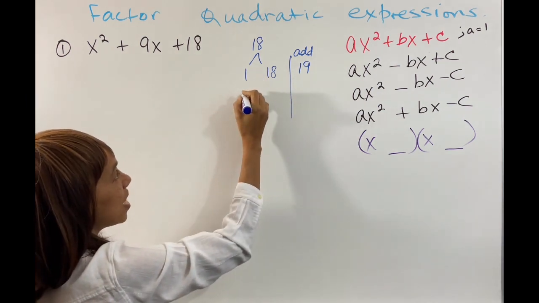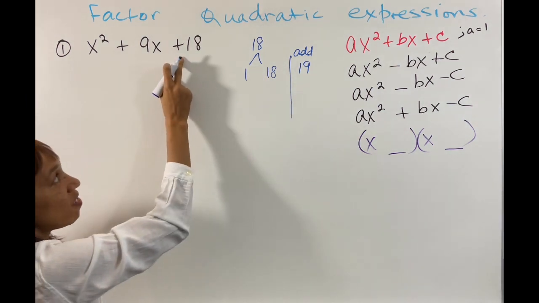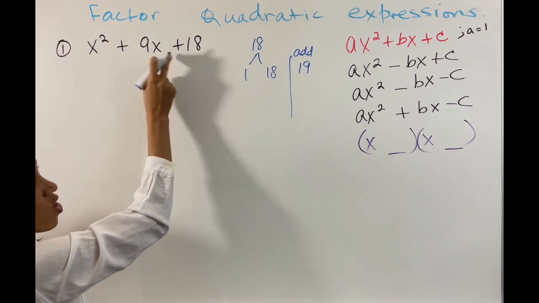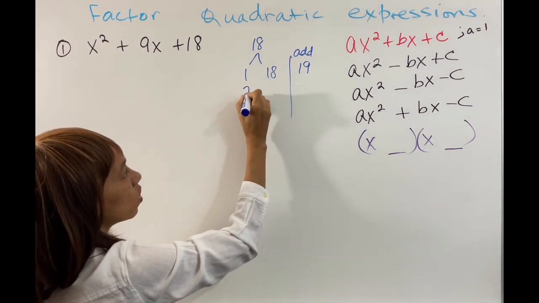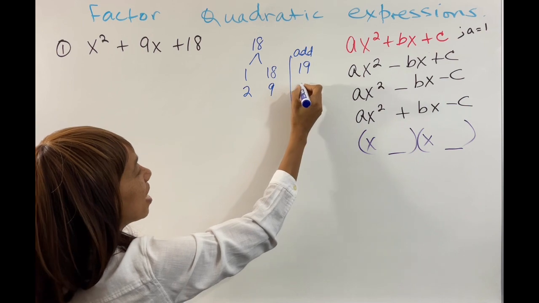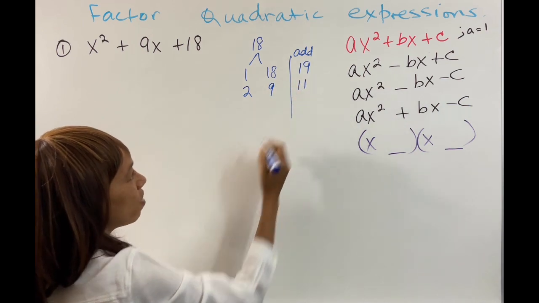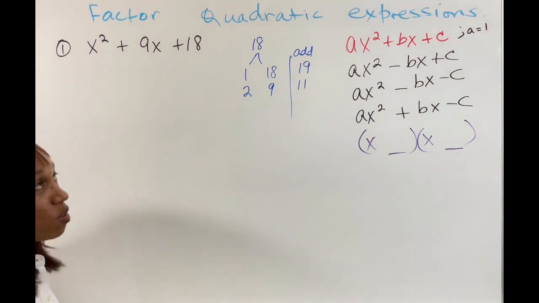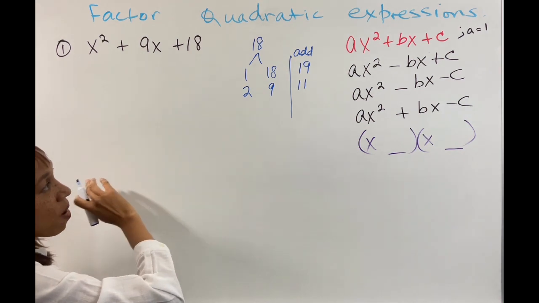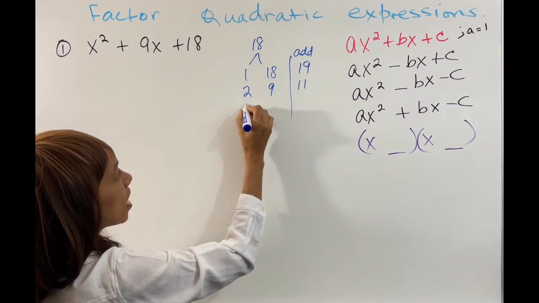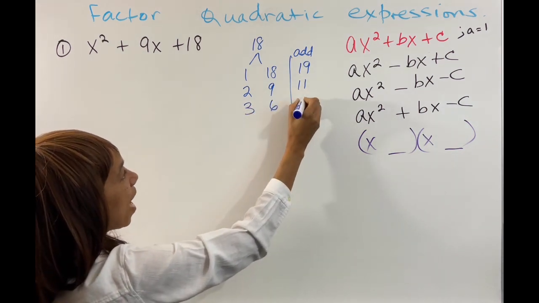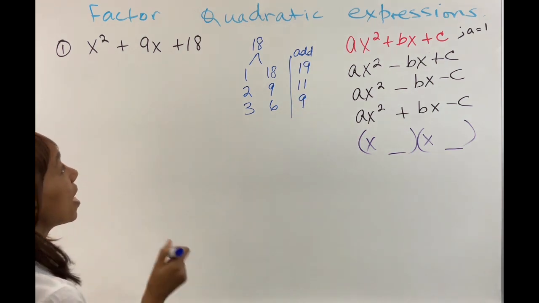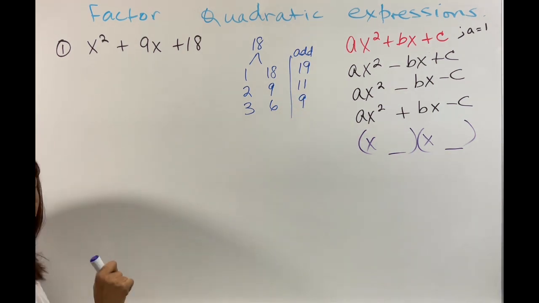We are going to go to the next one, and we're only using positive numbers because look at your sign here. So then we go to 2 and 9, and that is going to give you 11 when you add them. You cannot use that because we're looking for 9 here. The next one you're going to go to is 3 and 6. When you add that, you will get 9. Yes, this is the 9 you're looking for.